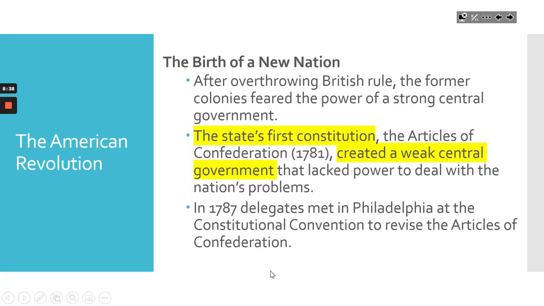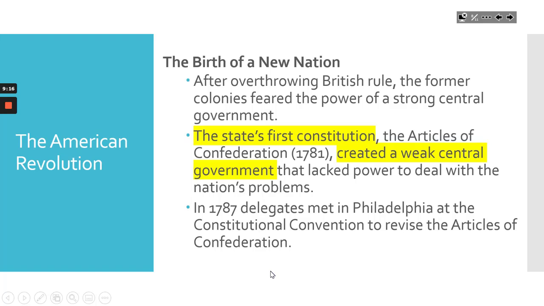So once the colonies were able to overthrow British rule, right? Now they have to establish this government. But remember that they don't want to establish a government like Britain. They did not want to have an absolute monarchy. They didn't even want to have a constitutional monarchy. They did not want to have a monarchy, period. So now they have to establish this new government. What is it going to look like? What is it going to feel like? Do they want to have this strong central government that Thomas Hobbes said that we needed?